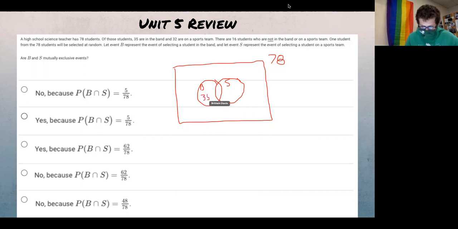There might not be any overlap, but let's go ahead and draw it as though there is. So 35 are in the band, and 32 are on the sports team, and 16 are involved in neither, so they go outside the two circles. If these are mutually exclusive events, there should be no overlap, and we can just add up the numbers on the inside, and it should add up to 78, meaning 16 plus 35 plus 32. If it adds up to 78, then no one is in two categories, right? But when I add this up, I get 83. So what does that mean? That means that 5 students are in this overlap.